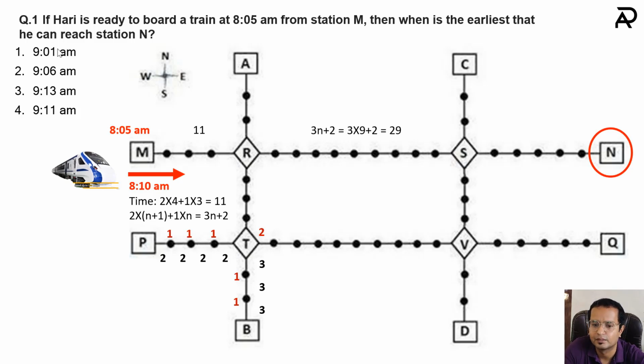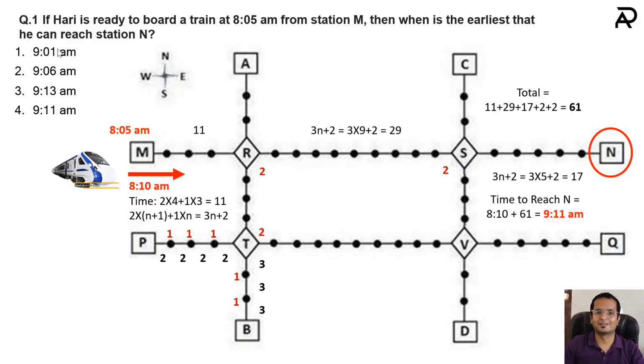It's that simple. And S to N is 17. So we already have 29 plus 11, that is 40, plus 17, 57 minutes. Is that it? No, you also have the stoppage time at R and S. So we'll add that, 2 plus 2. If you see, the total becomes 61. Add that to the starting time, you get the answer, 9:11.